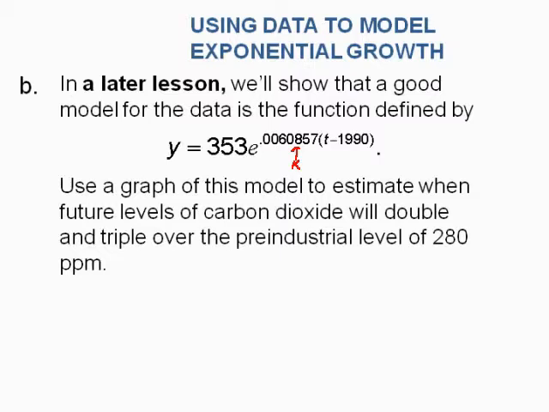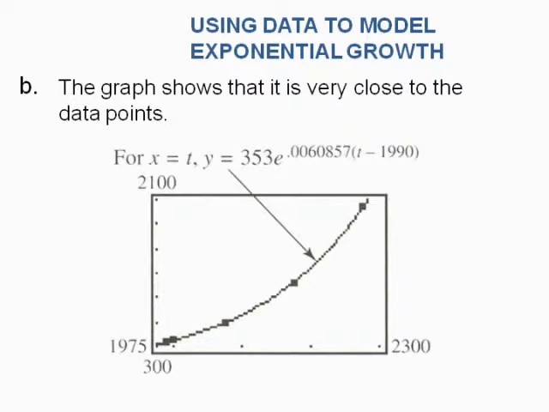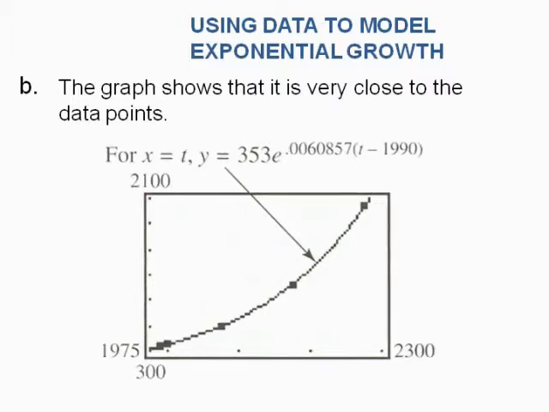Then we go from 1990 up t and see what's going to happen. The graph shows that it's very close to the data points we were looking at. So for x equals t, y equals 353e to that gargantuan power. And we'll look at this again here.